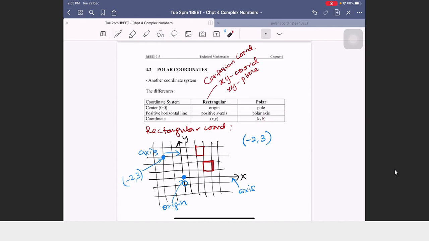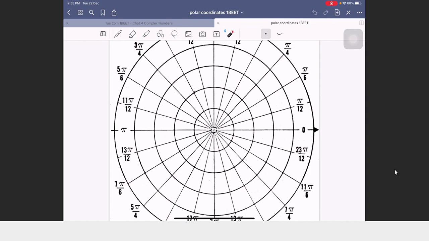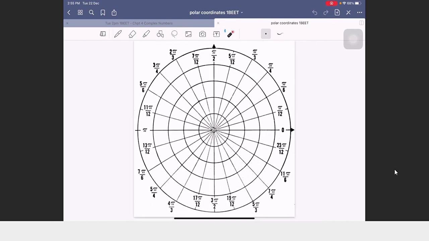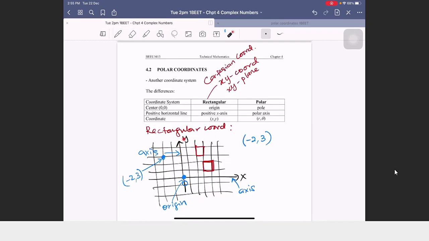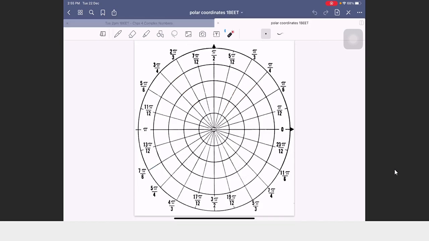Let me show you what we call the polar grid. The grid for rectangular is like this, made of rectangular shapes. The polar grid looks like this. This is what we call the polar grid.